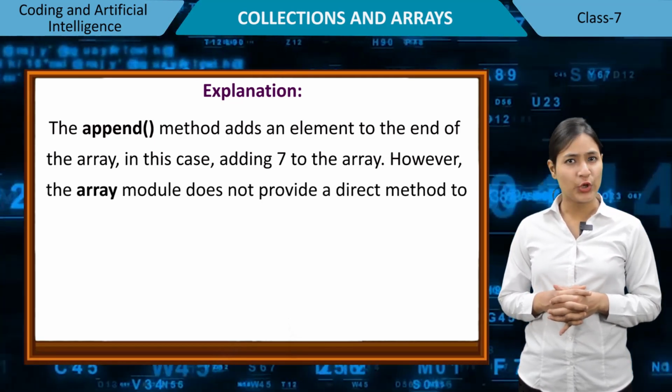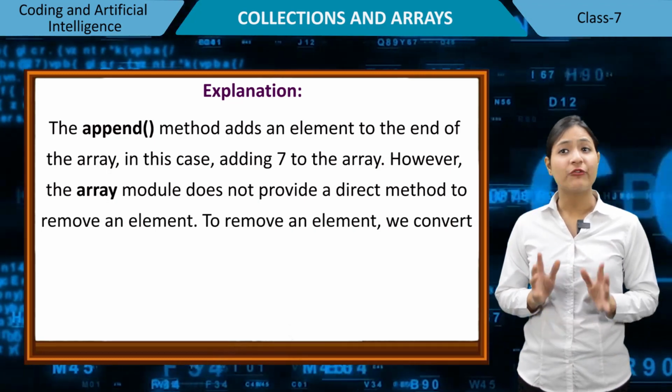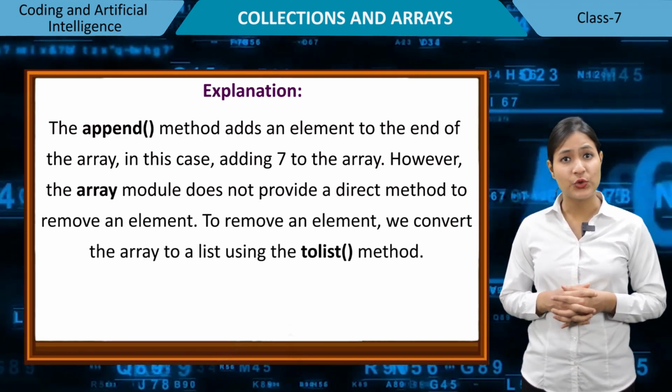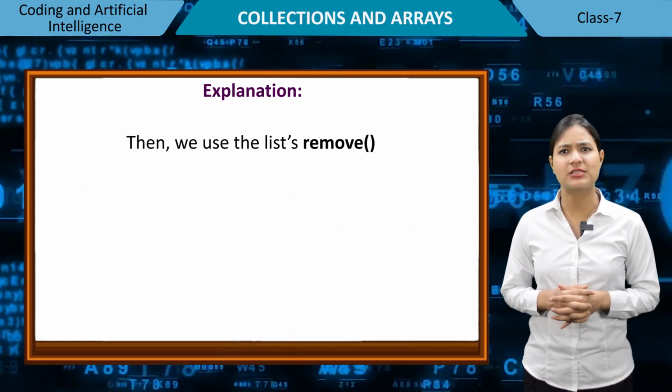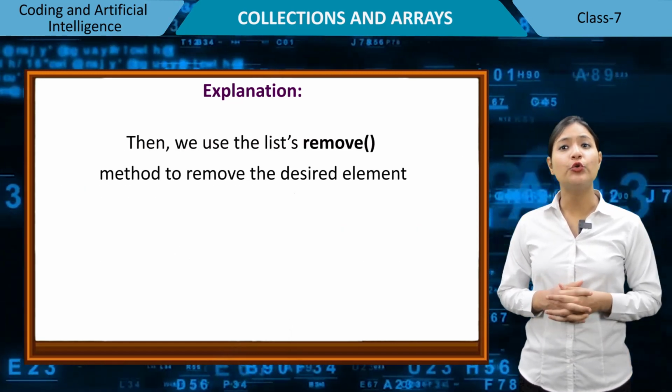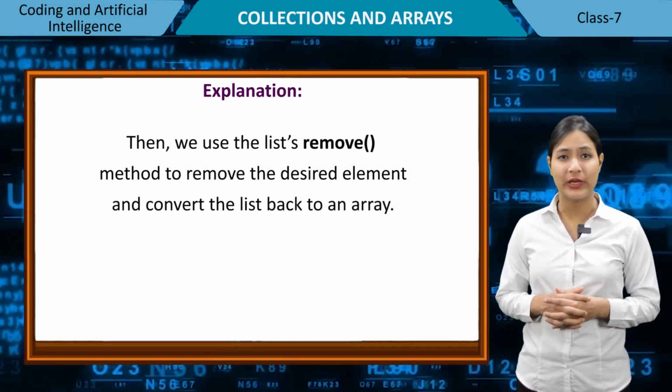However, the array module does not provide a direct method to remove an element. To remove an element, we convert the array to a list using the tolist method. Then, we use the list's remove method to remove the desired element and convert the list back to an array.